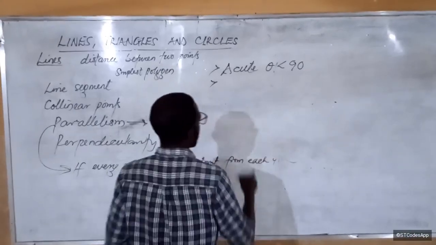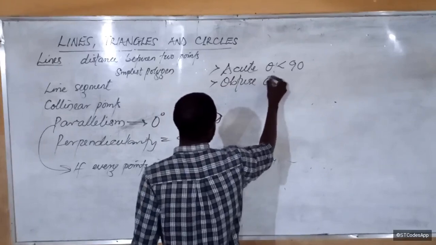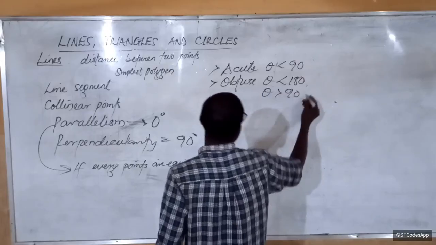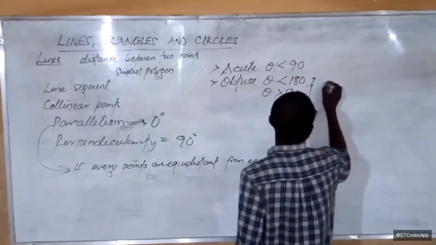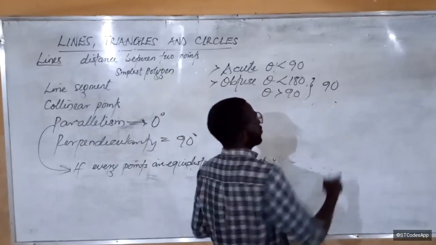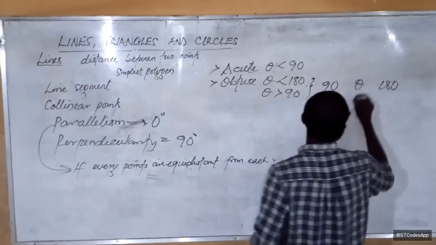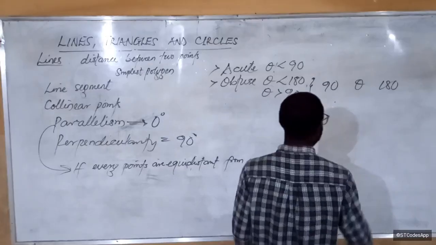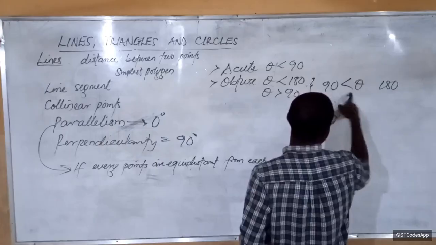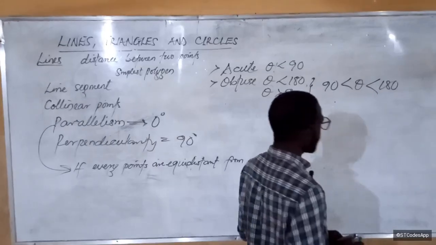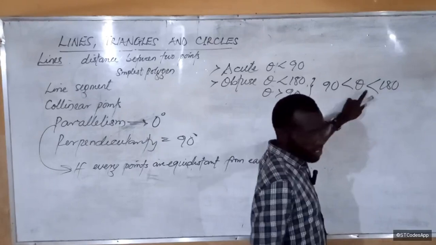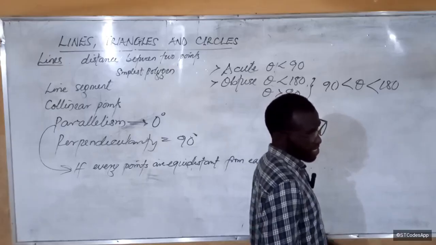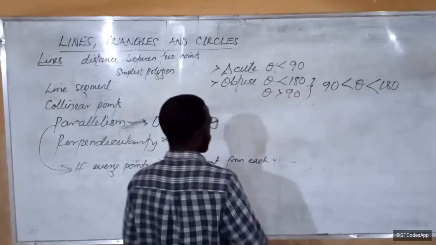Then obtuse. Theta is less than 180, but theta is greater than 90. So how do you write this together? You write the lower boundary first, then the upper boundary, and write theta in the middle. That is the simple way to do it. So between 90 and theta, which one is greater? Theta, right? So 90 is less than theta, less than 180. Yes, theta is greater than 90. It's good to start from the lower bound.